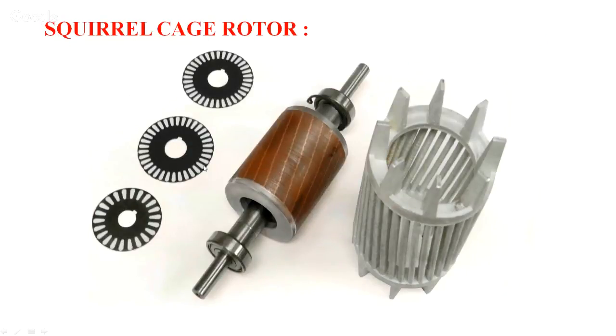So this is another squirrel cage. These are the rotor stampings. Many such stampings are stacked together and form the rotor here. You can observe here, this is the shaft. Now this is the cage. Because it looks like a cage, it is called the squirrel cage rotor.